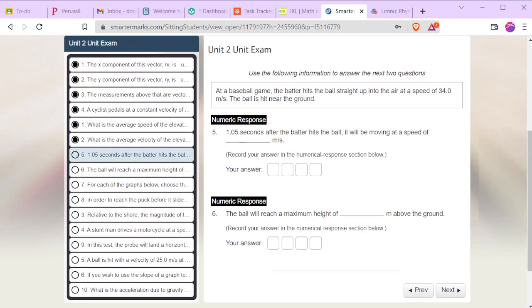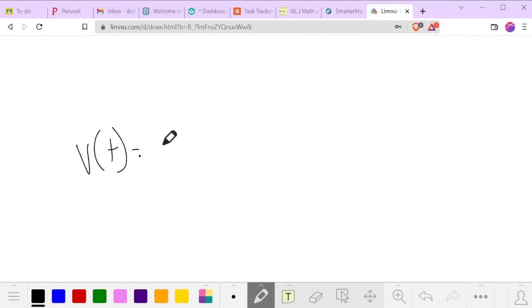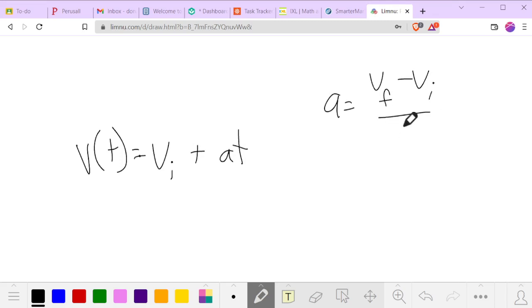So at a baseball game, the batter hits the ball straight up. And it goes into the air at a speed of 34 meters per second. The ball is hit near the ground. 1.05 seconds after the batter hits the ball, it will be moving at a speed of... So for this one, our velocity as a function of time is our initial velocity plus acceleration times time. We could also do that from the definition of acceleration. Final minus initial over time gives us our final velocity is our initial plus AT.